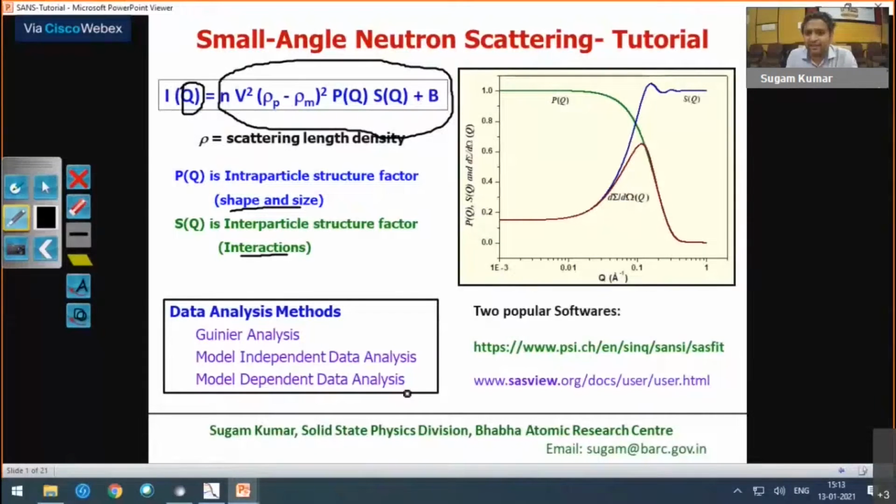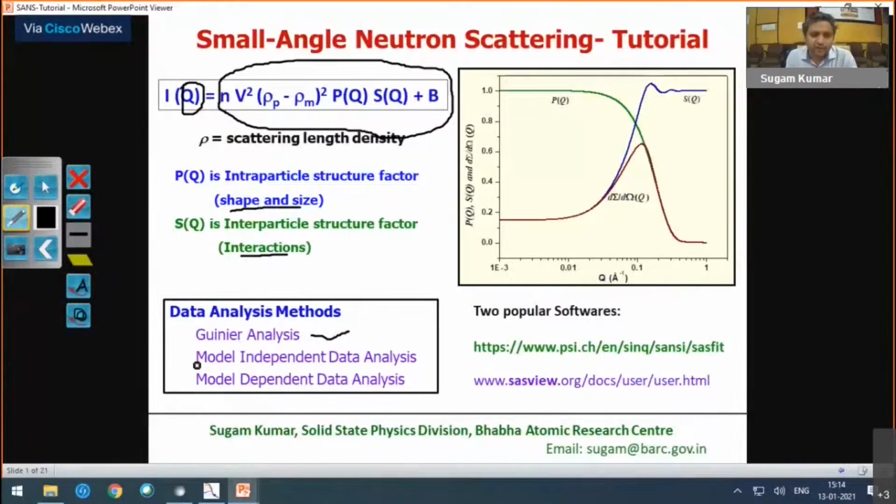Now, three popular ways of doing data analysis, as Dr. Aswal must have mentioned. One is linear analysis. This is one of the oldest and most popular ways. The advantage is that one can obtain the radius of gyration from this sort of analysis without any prior information about the samples, scatterers, geometry, etc. So we get the Rg. The disadvantage is that we do not get shape and size parameters as such. We only get an Rg.